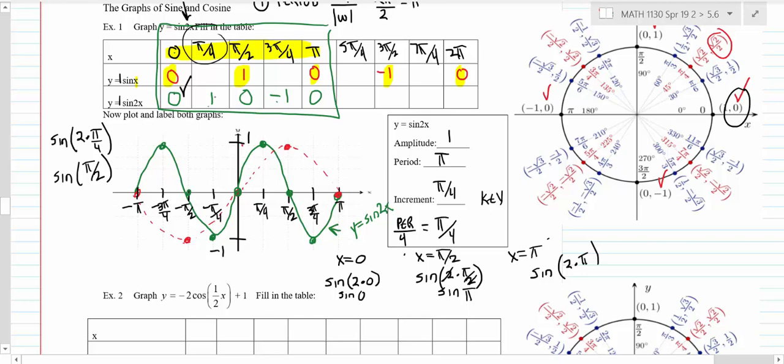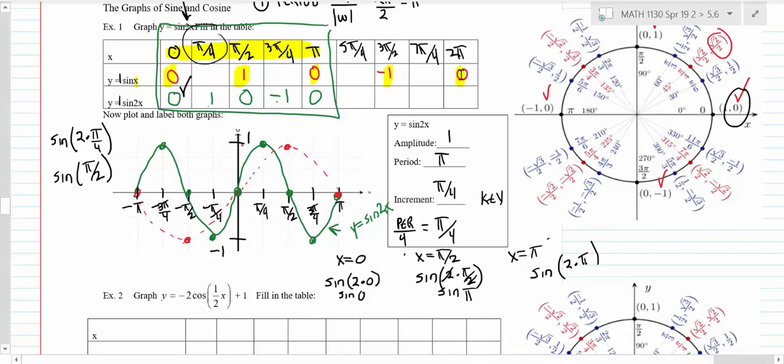So that's how the math works. What it's doing is doubling the angle, then taking the sine. And that's how you get those same values. So what we did is we found the correct way to get those key values on the x-axis. Find the period, find the increment, okay? And then the y values don't change. It's the x values that change.